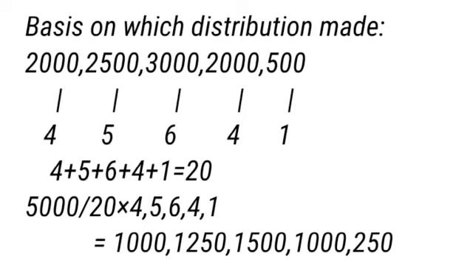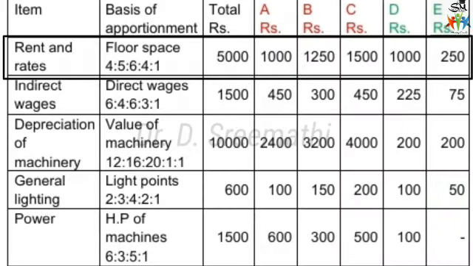The ratio is 4:5:6:4:1. In that ratio we are going to divide the total expenditure. Rent is 5,000, and that total of 5,000 should be divided in the ratio 4:5:6:4:1. So 5,000 is divided as 1,000, 1,250, 1,500, 1,000 and 250. This is how we have to divide it.